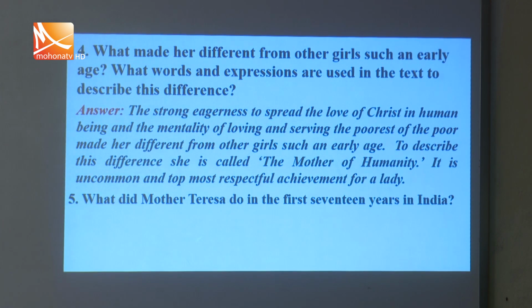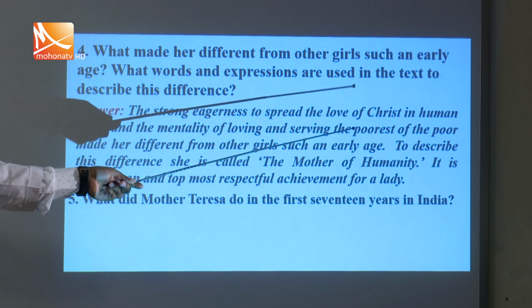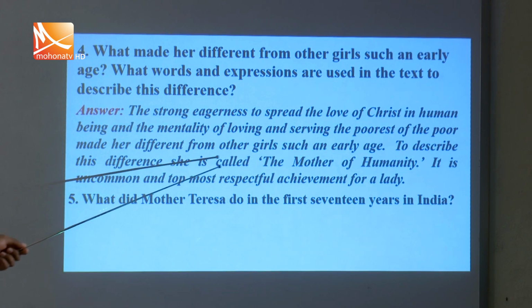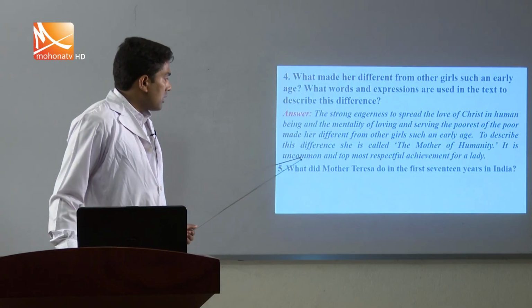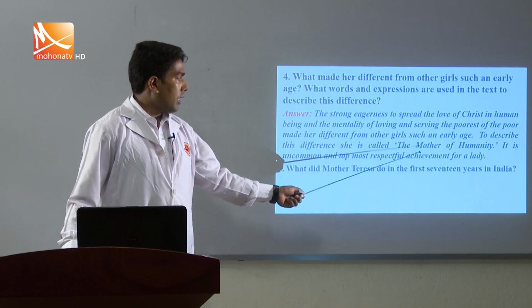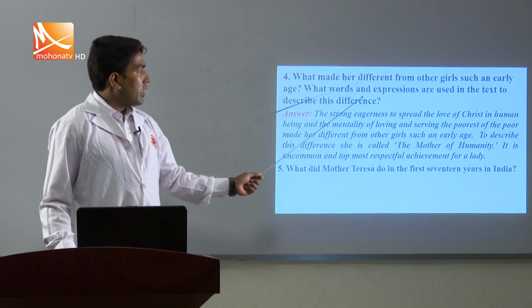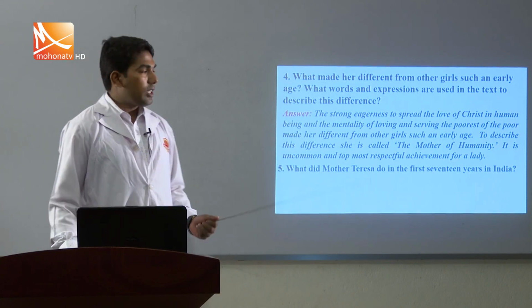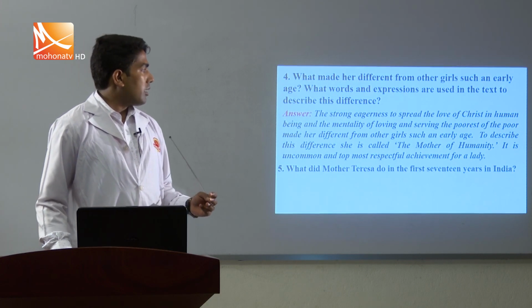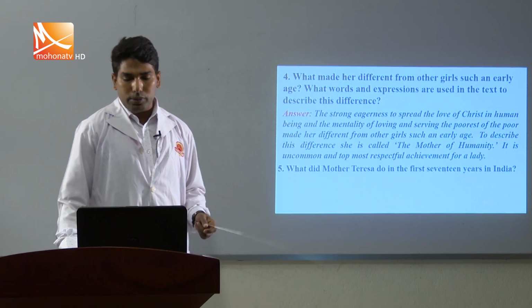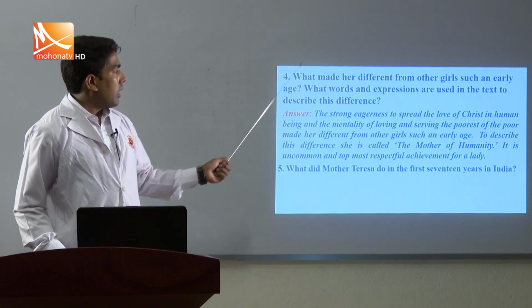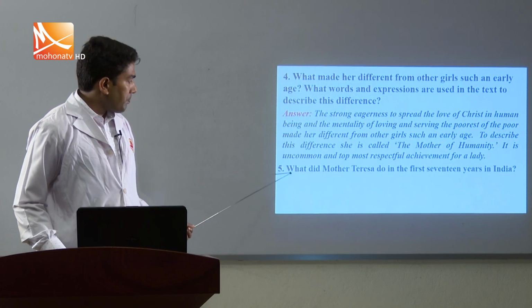The strong eagerness to spread the love of Christ among human beings and the mentality of living and serving the poorest of the poor made her different from other girls at such an early age. To describe this difference, she is called the mother of humanity. It is an uncommon and topmost respectful achievement for a lady. That means the strong eagerness to spread the love of Christ and the mentality of living and serving the poorest of the poor set Mother Teresa apart from other persons.